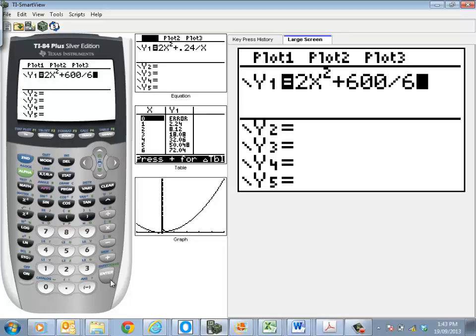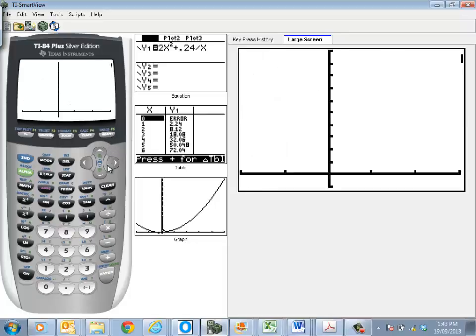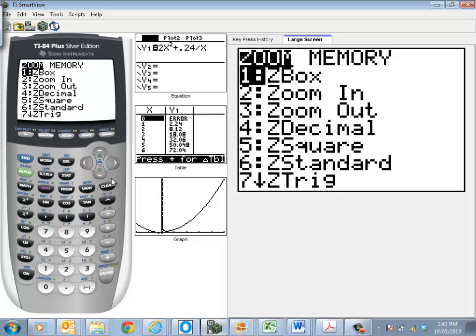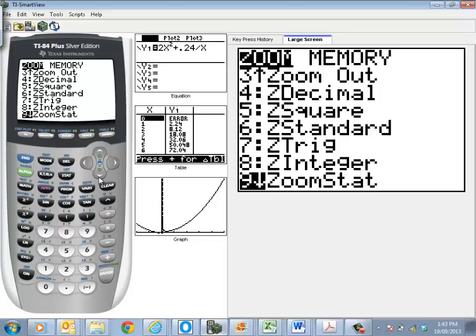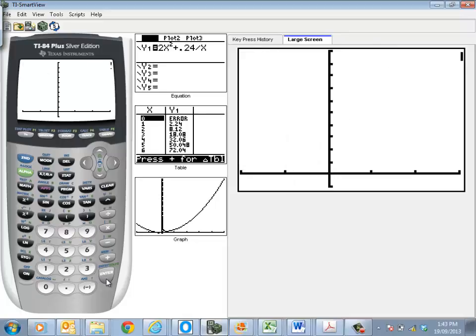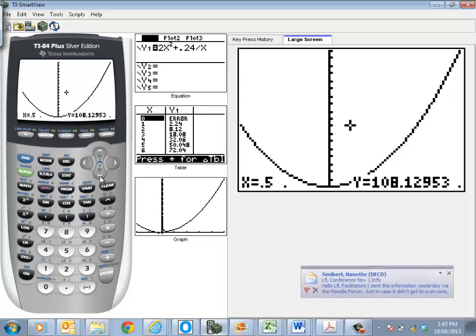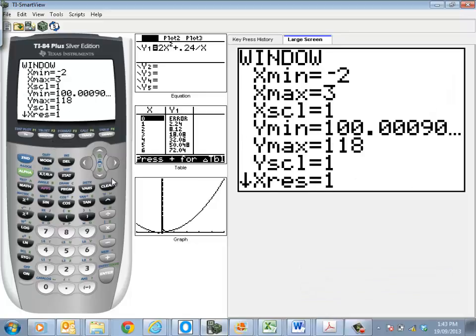Now, we know we're looking for a min, so we know we're looking for the curve to curve downwards. When I graph that, I might not see what I'm actually looking for, which means my scale's out. A quick way of doing that would be to go zoom. We used to do zoom 9 for stat fit, but if we go zoom 0, it will find some part of that curve for you. What I'm looking to do is maybe change that scale a little bit.